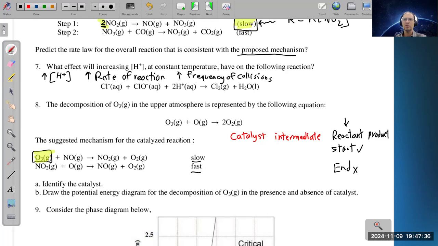But be careful when you are talking about the final reaction, the net reaction. So O3, I can see it here. I don't see it here. So this is a reactant.